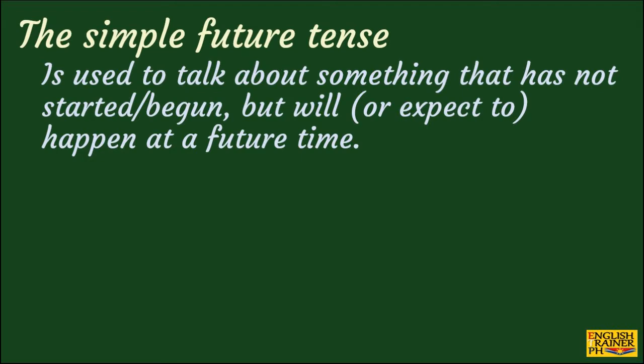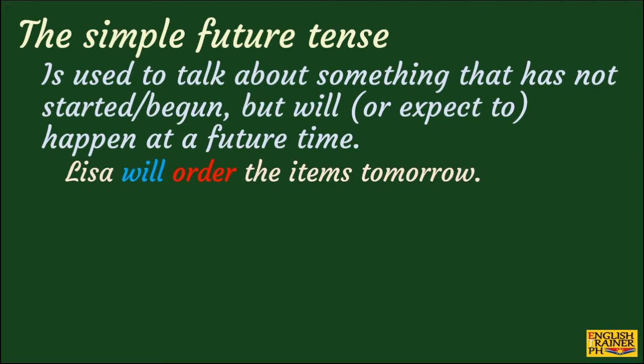So for the first one, Lisa will order the items tomorrow. The auxiliary verb will means you're talking about a future time, and if you take a look at our verb, it is in its base form only. Do not add s, do not add ed, do not add ing.